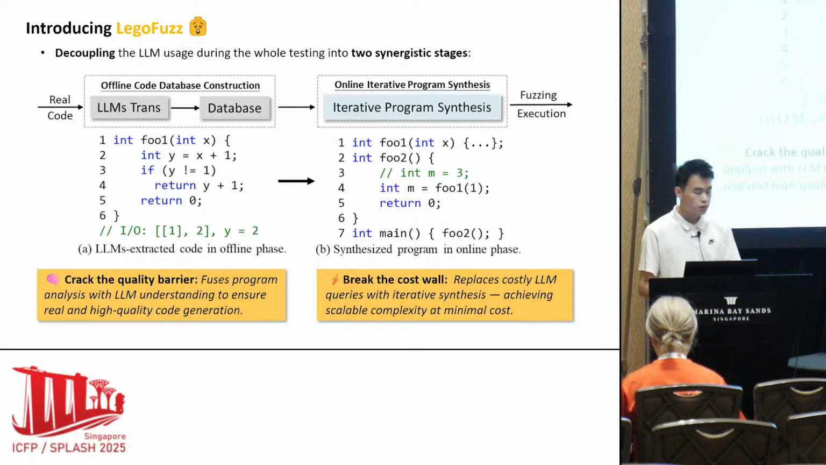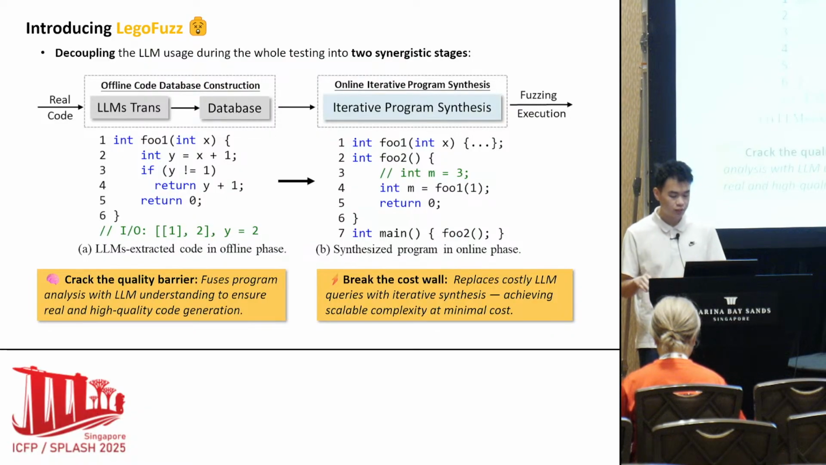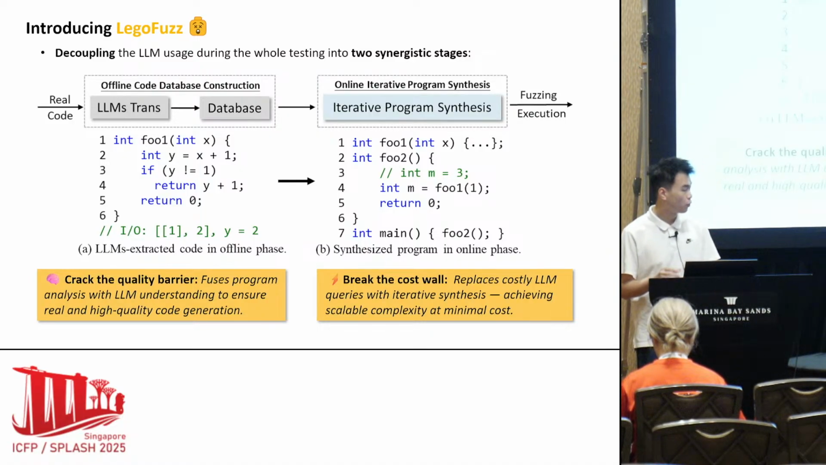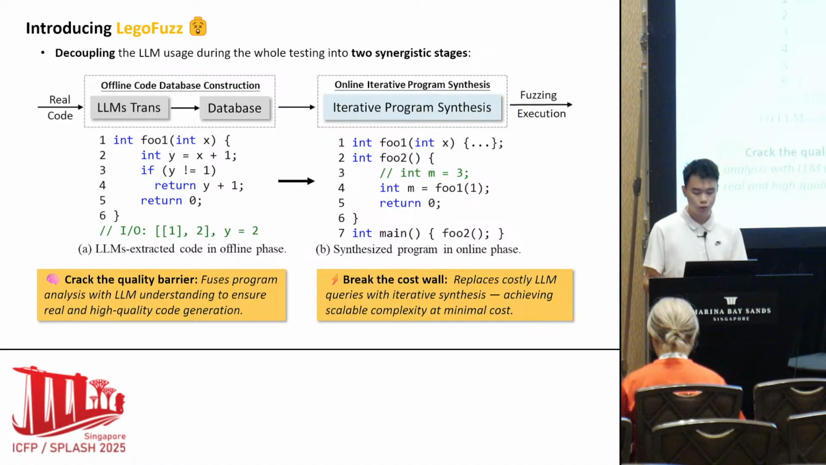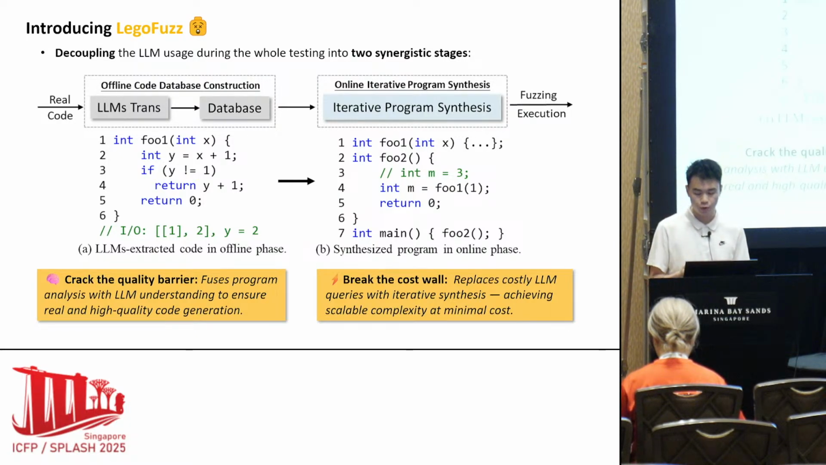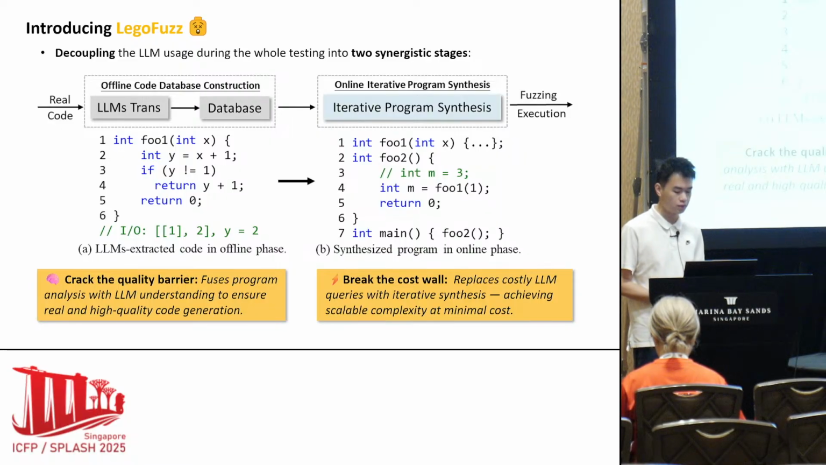On the left, the offline stage starts with code from GitHub, lets the LM generate diverse snippets from those examples, and then validates and profiles each one. On the right, the online stage uses these functions as Lego blocks, connecting them through function calls or global variables. With each iteration, the program grows more complex and realistic. In short, the offline stage ensures real and valid code generation, while the online stage builds deep and interconnected programs at minimal cost without querying LMs.